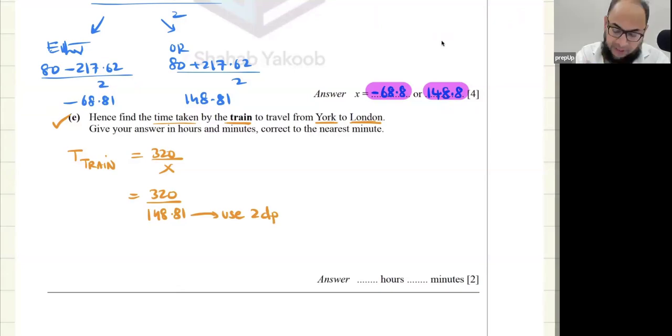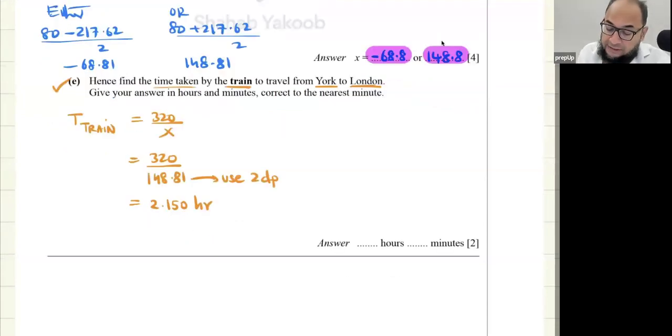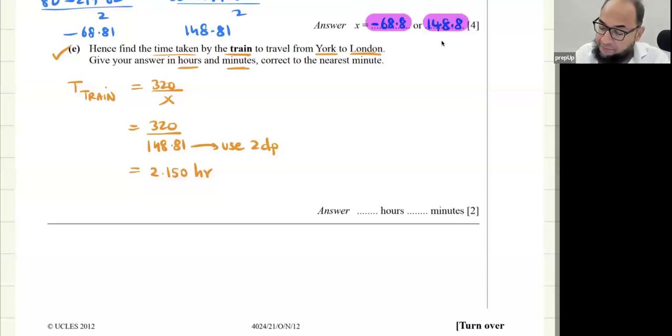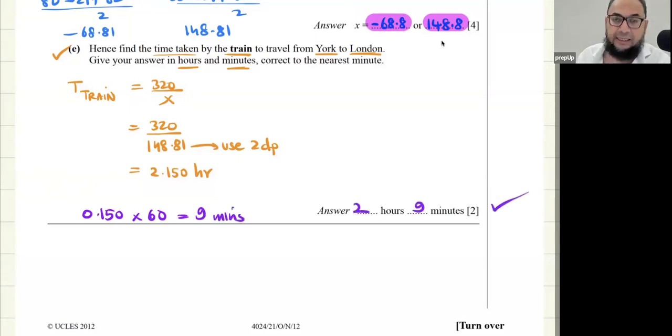320 divided by 148.81. This comes out to be 2.150 hours. Give your answer in hours and minutes. So 0.150 into 60. Let me multiply it. 0.150 into 60 comes out to be 9 minutes. And this is 2 hours and 9 minutes. That is the answer for this particular question.